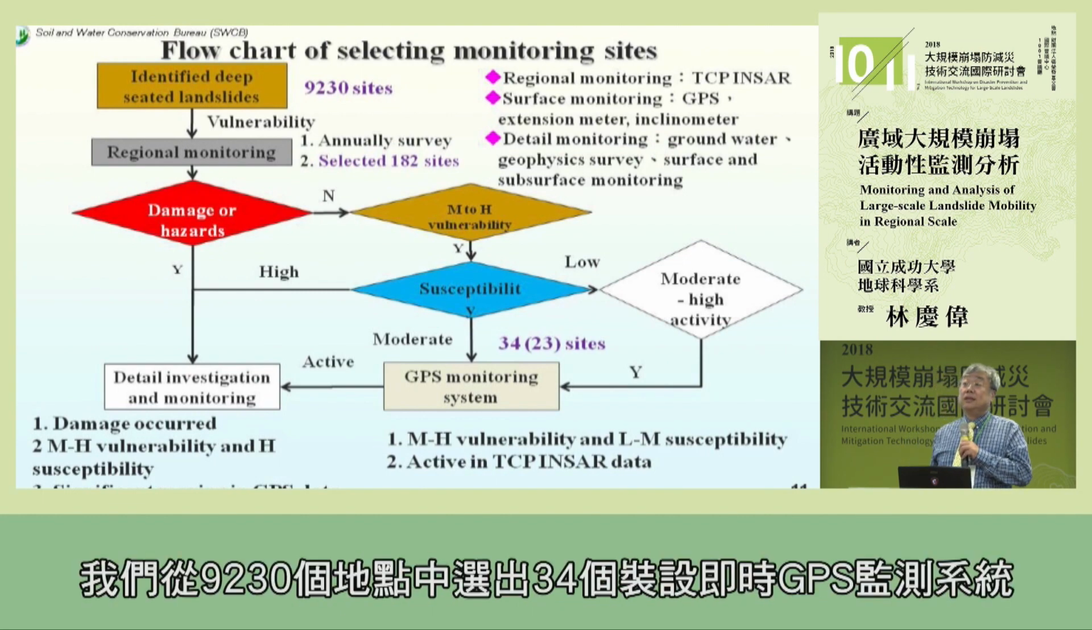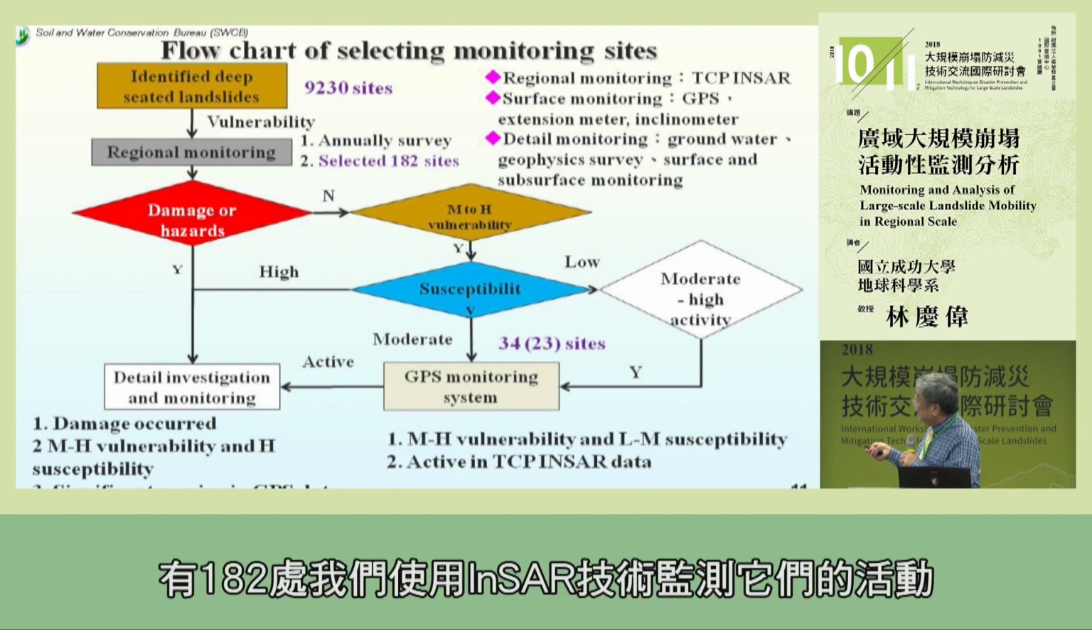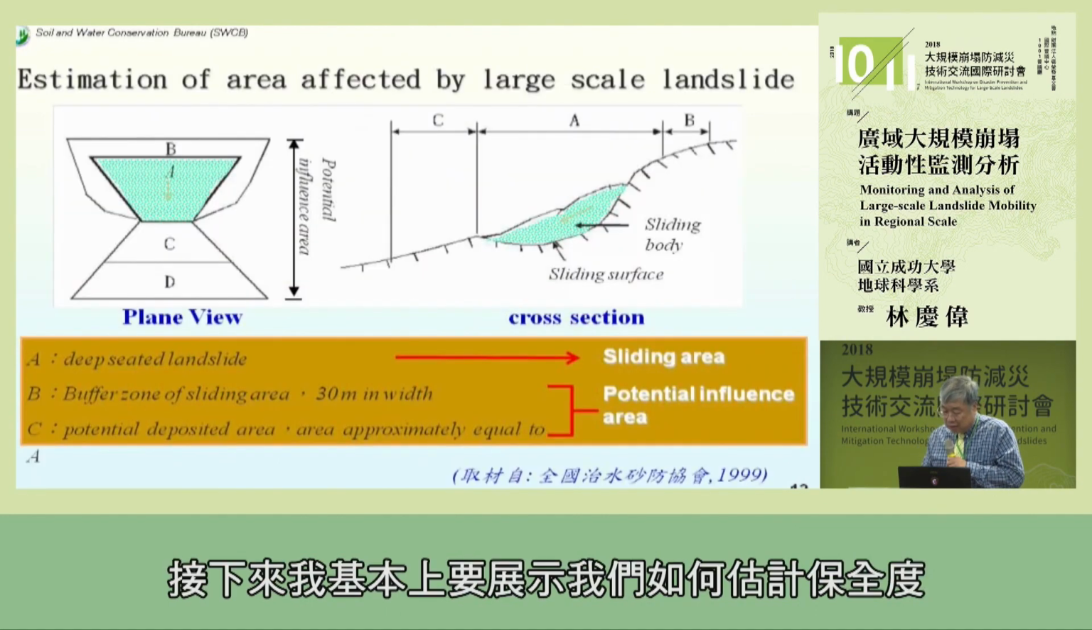From the 90 to 30 sites, we try to select 34 sites to install a real-time GPS monitoring system. And so far, we have finished 23 sites already. And for the 182 sites, we are using the InSAR technique to monitor their activity. So next, I will show basically how we estimate the vulnerability.